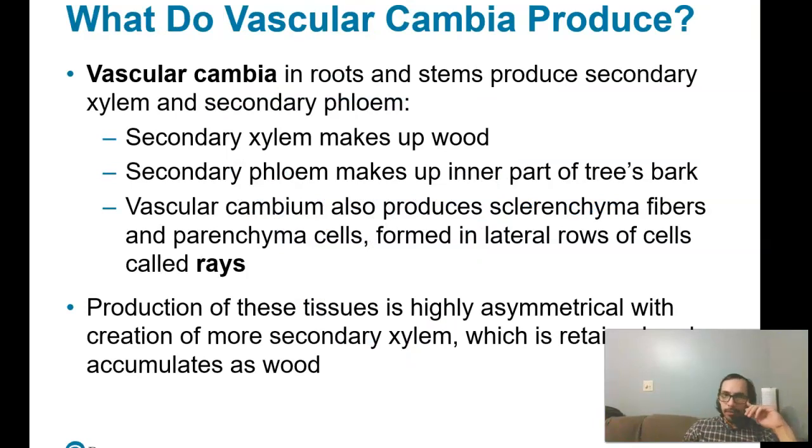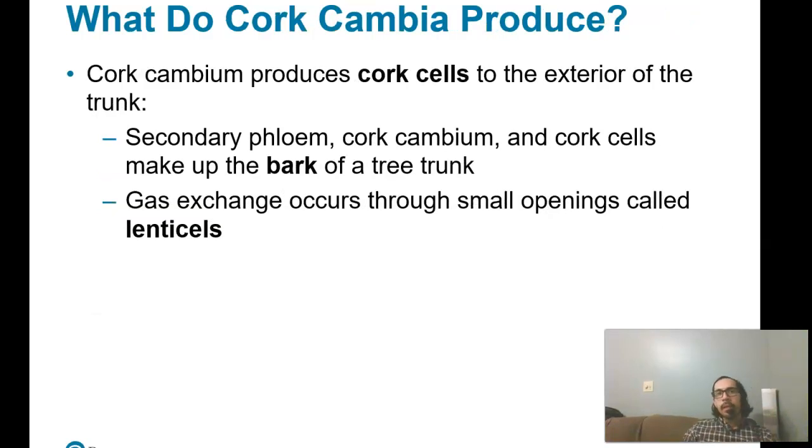The vascular cambium also produces sclerenchyma fibers and parenchyma cells that are formed in lateral rows of cells called rays. And the production of these tissues is highly asymmetrical, with creation of more secondary xylem that's retained and accumulates as wood. The cork cambium produces the cork cells to the exterior of the trunk, and the secondary phloem, cork cambium, and the cork cells make up the bark of the tree.